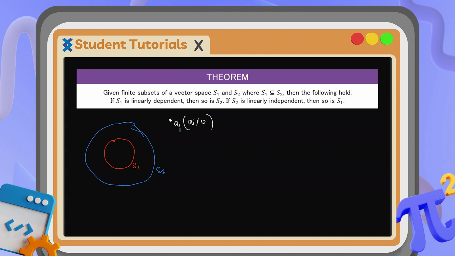Whereas if S2 is linearly independent, then so is S1. So when all of these result in the 0 vector, then that means all of the vectors have constants that are equal to 0 when you try to create the 0 vector. And when you only include vectors in S1, all of them would still equal 0 because S2 is linearly independent to begin with. So the smaller set would also be linearly independent.